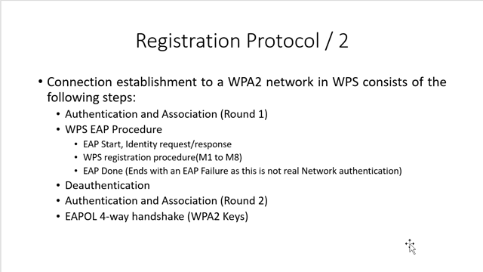Then the authentication and association for round 2 will happen, that is round 2 you can say. And finally the 4-way handshake will happen, that is the EAPOL 4-way handshake, because we configured the AP in WPA2. If you configure the AP in open security, then this authentication and association will happen, then the WPS EAP procedure, then deauthentication, then once again authentication and association will happen.